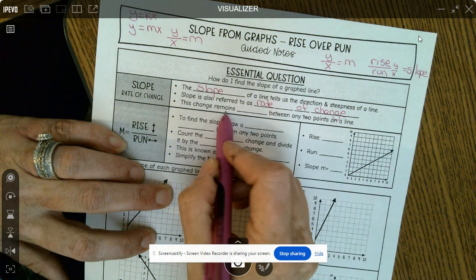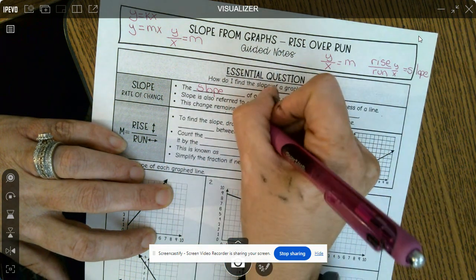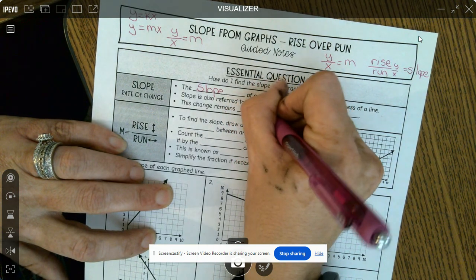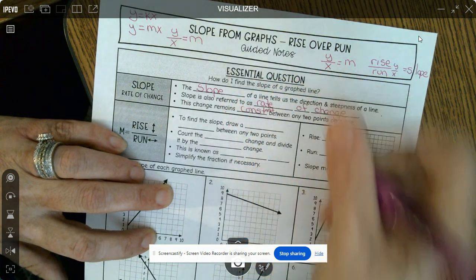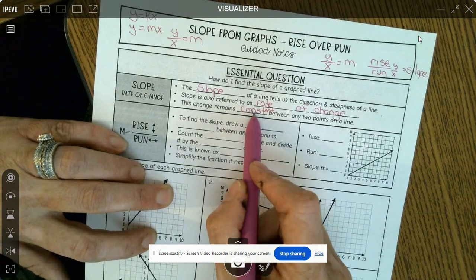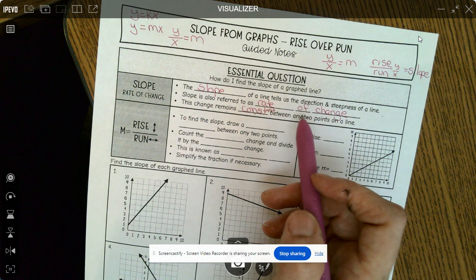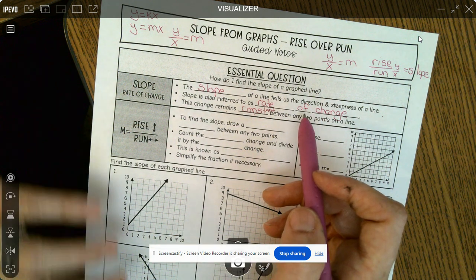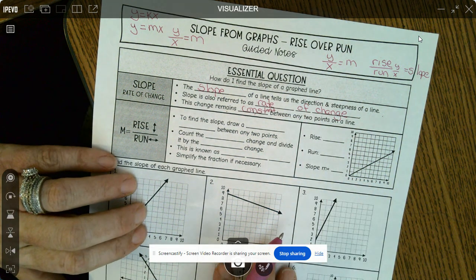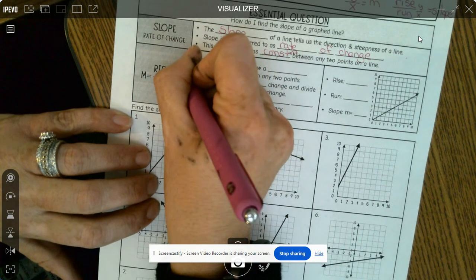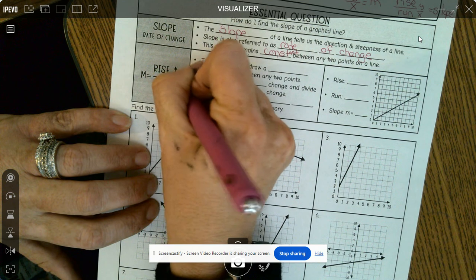The change remains constant. So a lot of these words you guys already have seen before. Constant proportionality, or k, constant. So like I said, don't get overwhelmed. I'm not teaching you guys really anything new. All right. So this is what we talked about before. Rise is y over x.